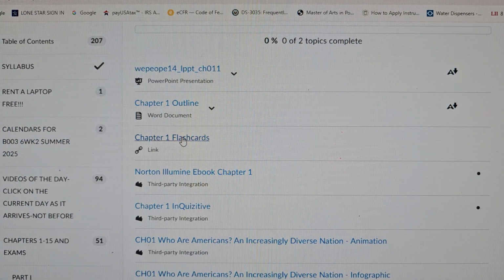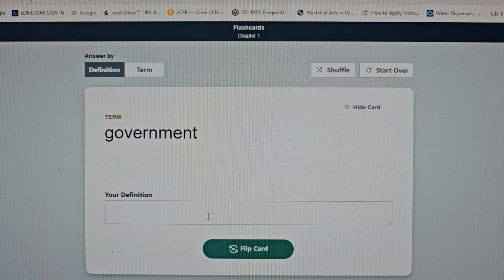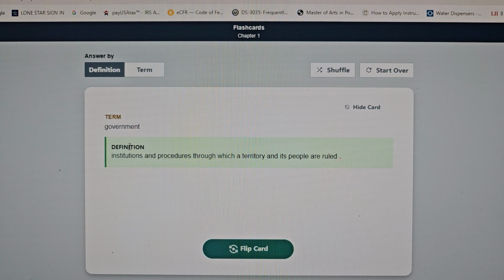Okay, the next thing, you have flashcards whereby you put in a definition. In this case, the definition of government, you write in, and then you do the flip card, and they give you sort of a standard definition. So that's just a little flip card.